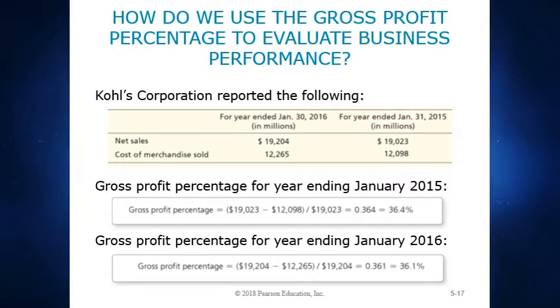So for 2015, we take our net sales less our cost of merchandise sold or cost of goods sold, and then we divide that again by our net sales, and that gives us 36.4%. For 2016, we're at 36.1%, so those numbers are super close to each other. And for a year-to-year thing, we would want those to be relatively similar.